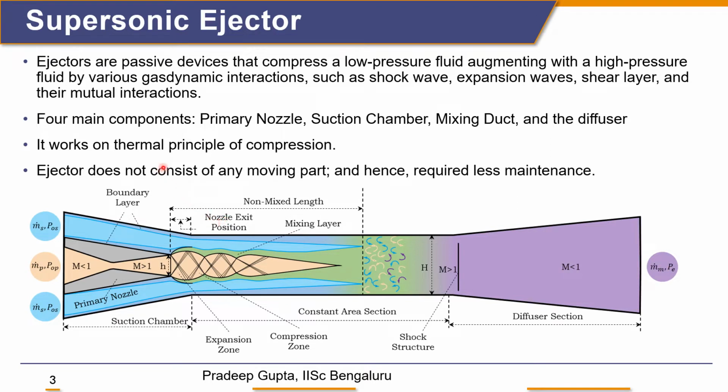Here the compression effect is produced without any use of electricity or any moving energy source. That's why it's called the thermal principle of compression, and it also does not consist of any moving parts and hence requires less maintenance. Also the geometry of these ejectors is very simple, as we can see, only convergent divergent nozzles.